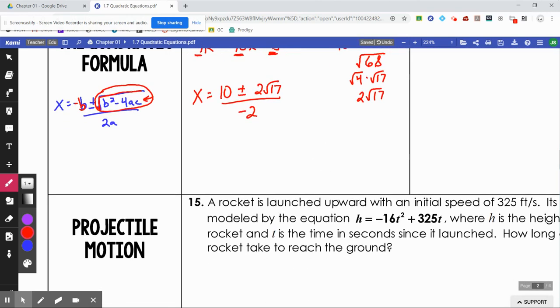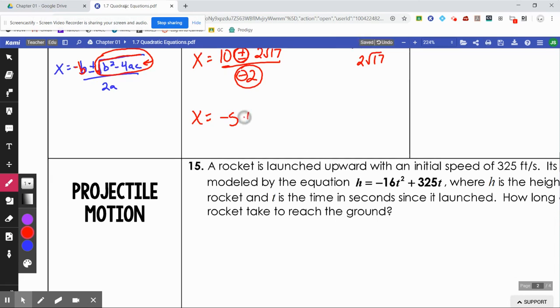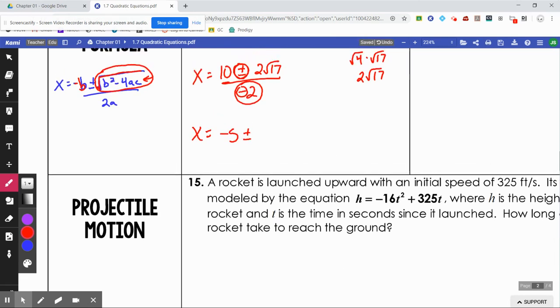So now let's clean it up a little bit. Let's use our distributive property. 10 divided by negative 2 would be x equals negative 5. Now, when you divide a plus and minus by a negative, you're still going to get a plus and minus. So you really don't have to switch those signs because both signs are there anyway.